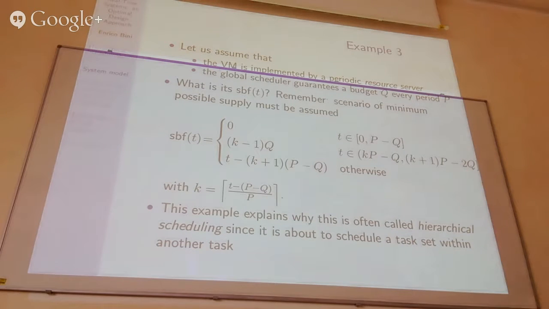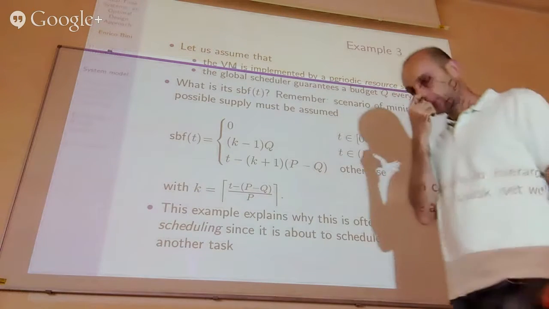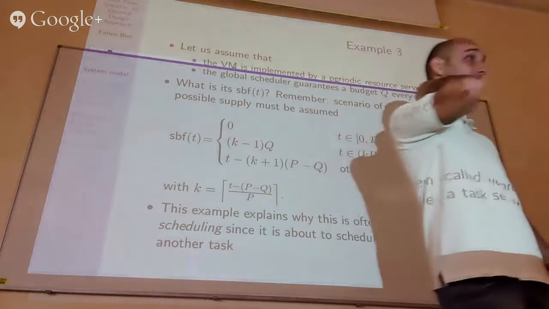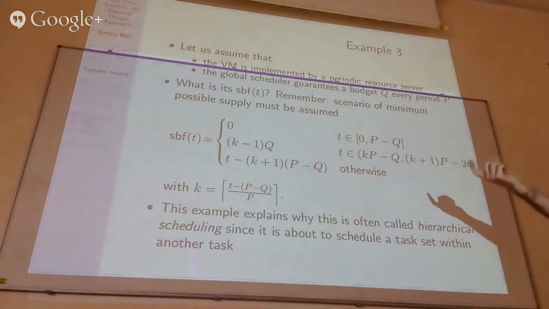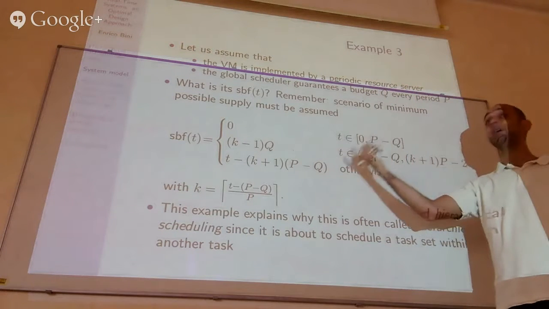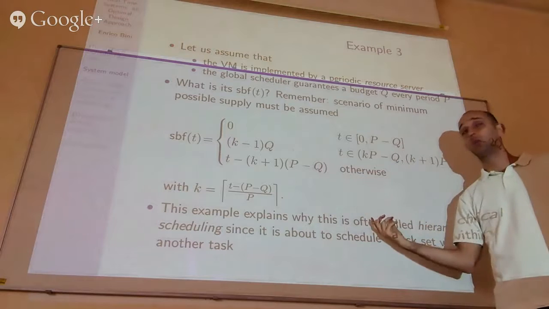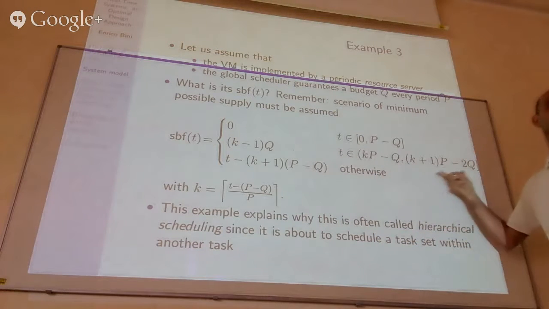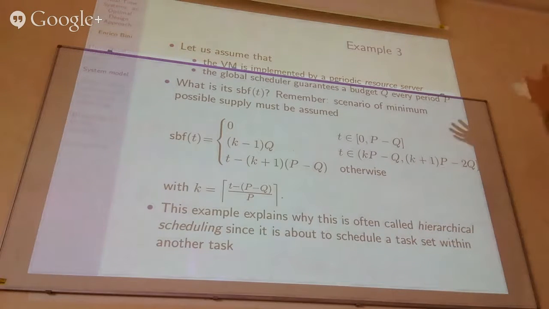Okay, this also explains a bit why this is sometimes called hierarchical scheduling, because basically it is about scheduling a set of tasks within another task. And then below, you can have a set of virtual machines that you can all see as tasks, and you can combine them into another task, and so on and so forth. If you want, you can see it as a hierarchical schedule.